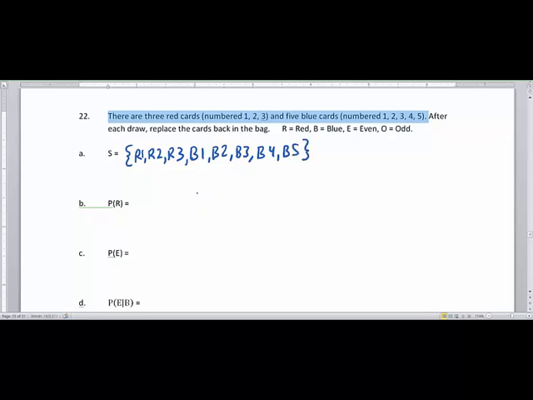So let's look at getting the probability of a red card. Pause the video if you want to try this. Probability of a red card is 3 out of 8. And that would be as a decimal 0.375 or 37.5%.